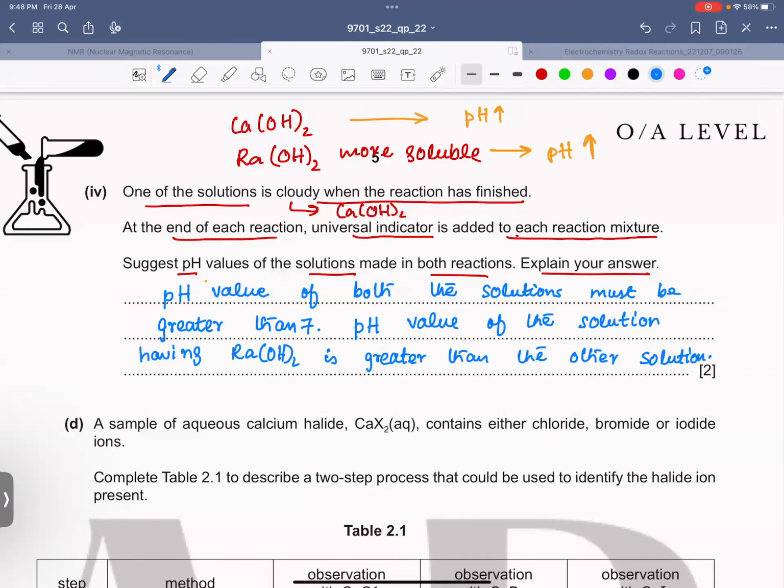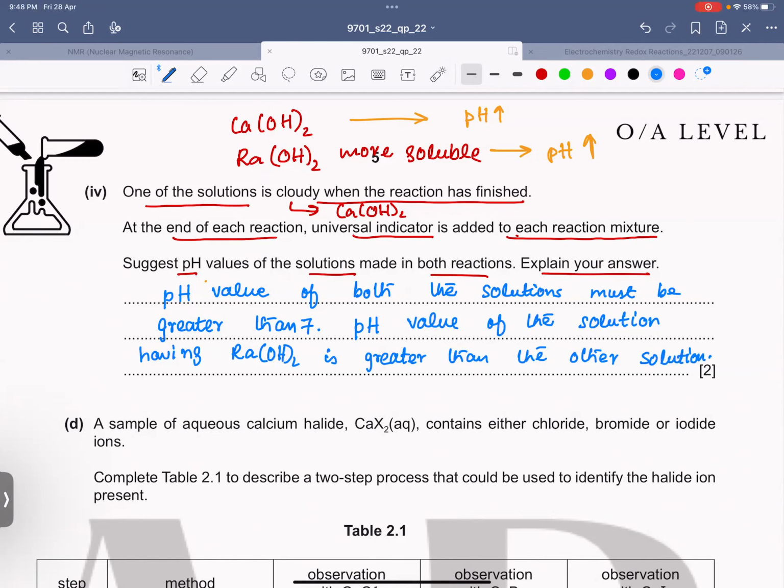Sir, it is more soluble, that's why. Yes, if it's more soluble, it means more hydroxide ions in the solution, so the pH would be higher. And because of reactivity it is more soluble.